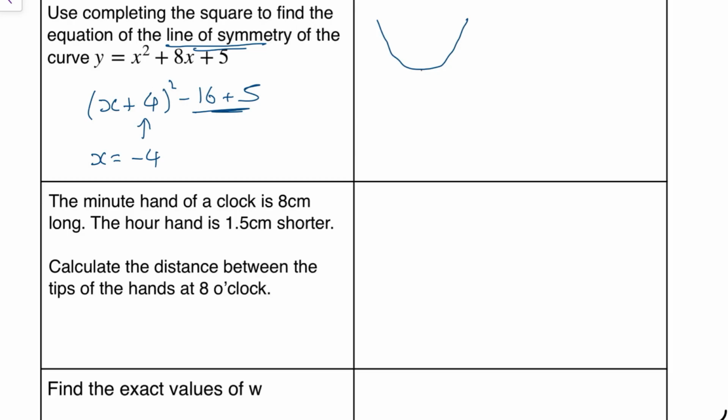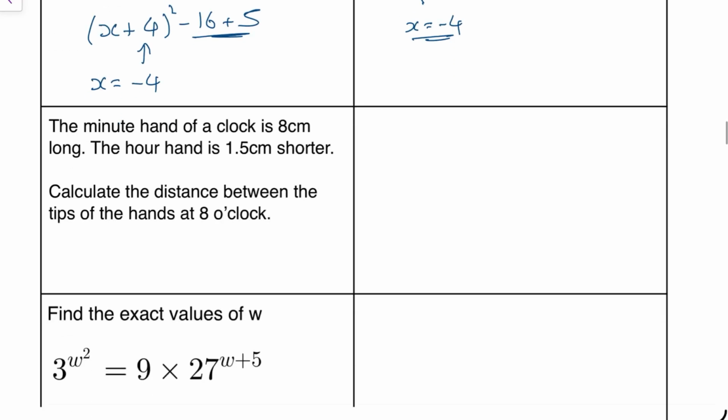So if I draw a sketch, the vertex is here, and that vertex goes through minus 4, which is the mirror line, and therefore the line of symmetry. Good question.